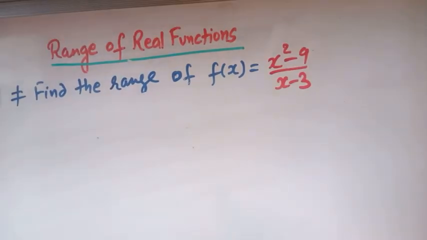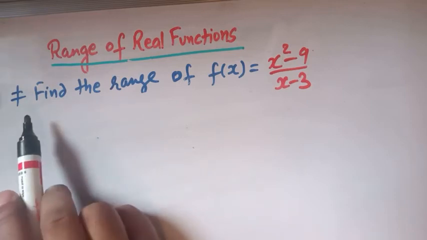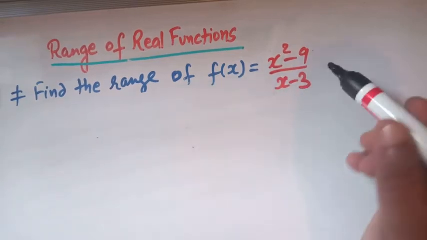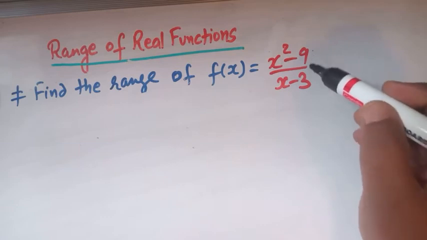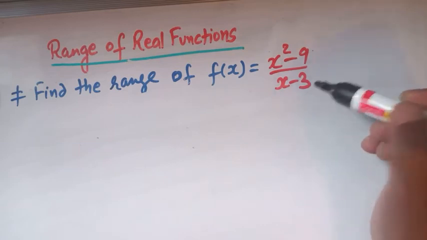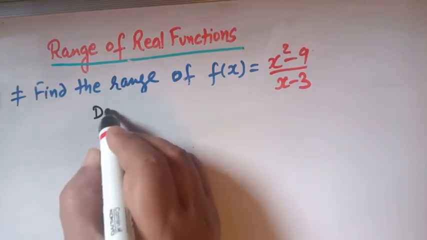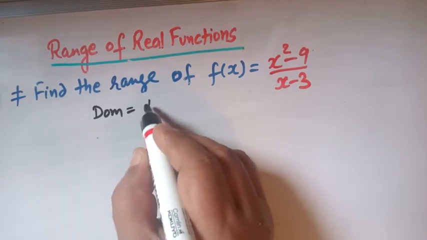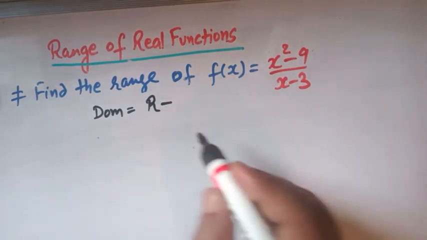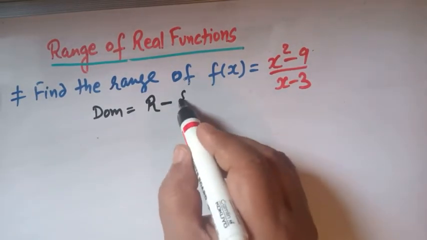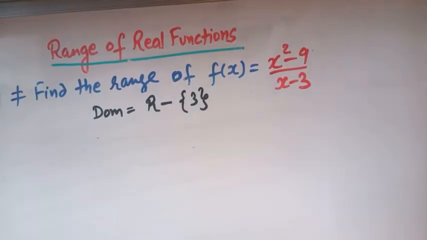Now we have this problem. Find the range of f(x) is equal to (x square minus 9) over (x minus 3). So obviously here the domain is the set of all real numbers excluding 3 here. Clear? This is the domain, because for x is equal to 3, f(x) is not defined.